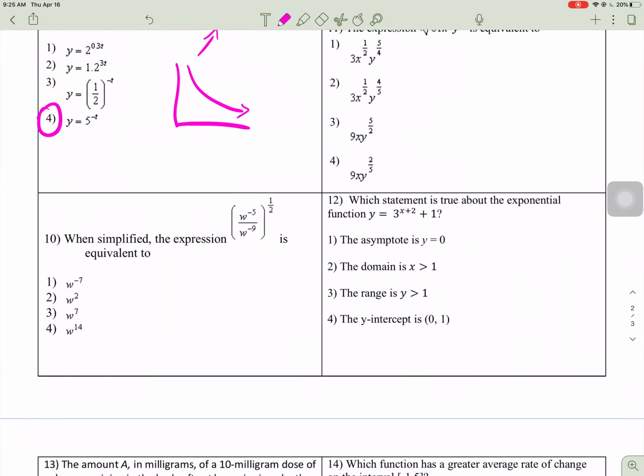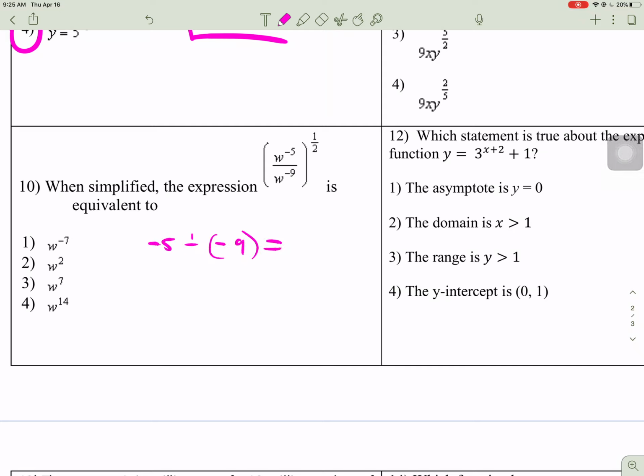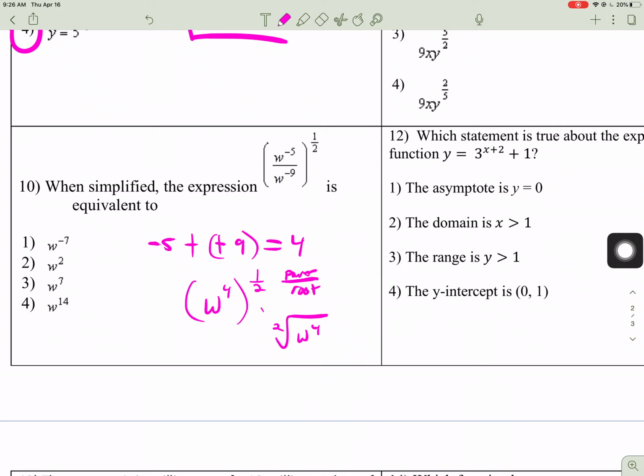All right, number 10. When simplified, the expression is equivalent to. So first off, you can simplify what's inside here first because they have the same base. So division, you subtract the exponent. So -5 minus -9. Oh, keep change. That's 4. So you get w to the 4th to the 1/2. What is the 1/2? Well, power over root. So it's the square root of w to the 4th. What's the square root of w to the 4th? What times itself twice is w to the 4th? W squared.